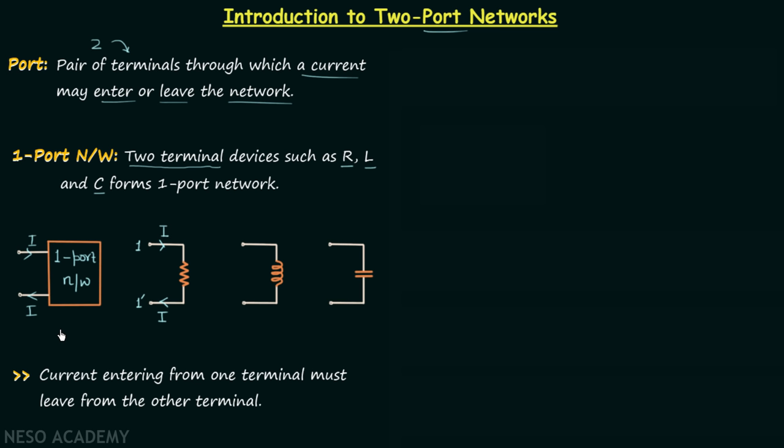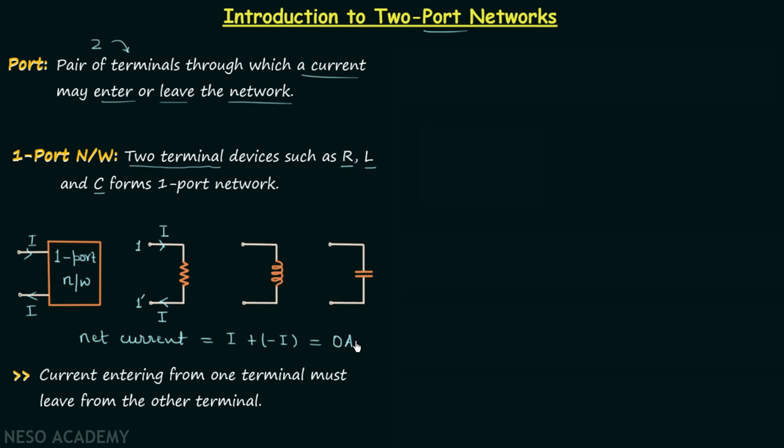Now when you calculate the net current entering the network, you will find the net current entering the network is equal to I plus minus I. So the net current entering the one-port network is equal to 0 amperes.